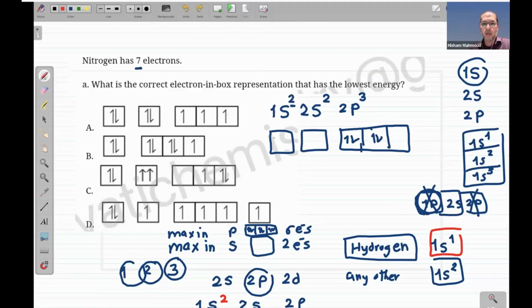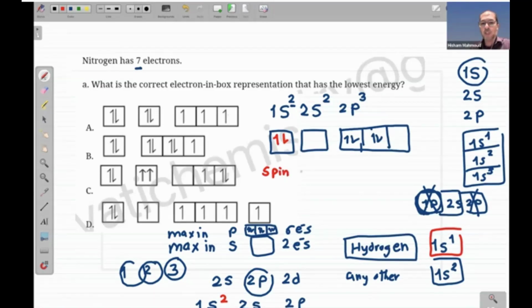You finish 2 in the 1s and 2 in the 2s, and out of the 7, only 3 are left over. That's why you don't put 6 electrons. You put 6 electrons if you have more electrons, but here you have 7 in total. You already finished 2 here and 2 here, so the remaining is 2p3.